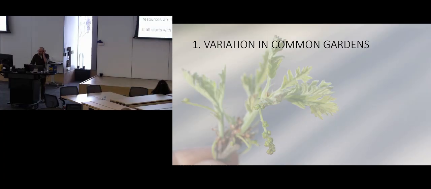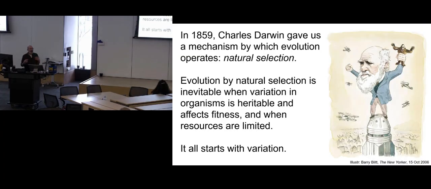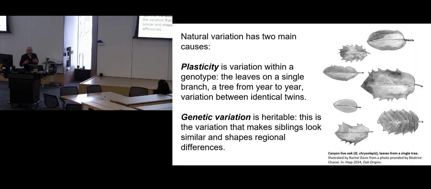Let's go back to Darwin, who in 1859 gave us a mechanism by which evolution operates. This is natural selection. So evolution by natural selection is inevitable when there's variation in organisms, when that variation is heritable and affects fitness, and when resources are limited, right? So evolution all starts with variation. And natural variation has two main causes.